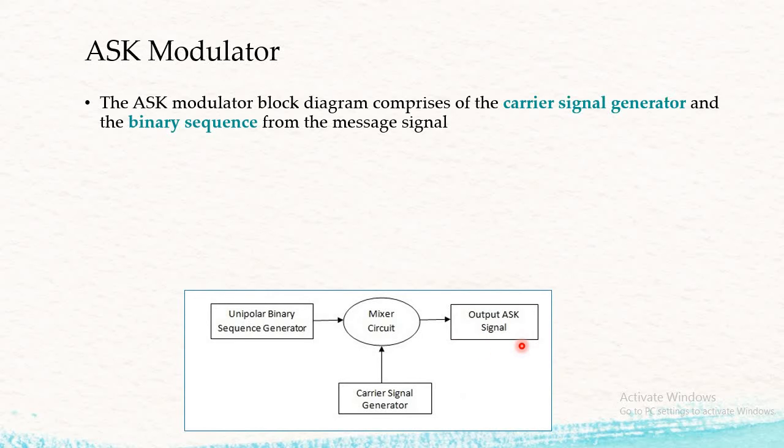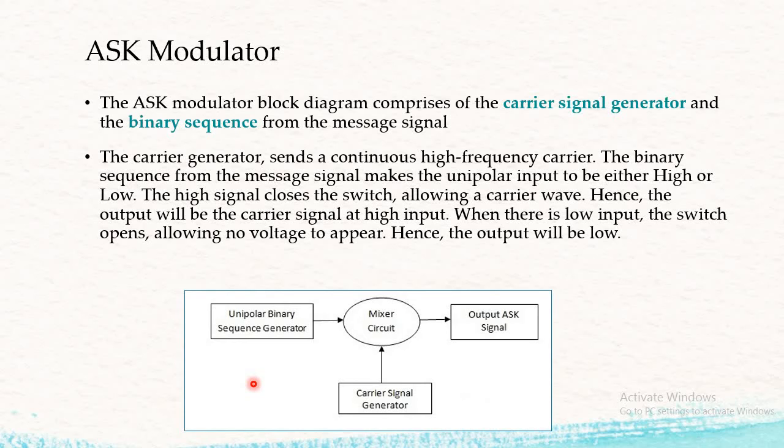So the block diagram is made up of two things. First one is your carrier signal and the binary sequence from the message signal. Now the carrier signal sends the continuous high frequency carrier, and the binary sequence from the message signal makes the unipolar input either high or low. The high signal closes the switch along the carrier, hence the output will be the carrier signal at the high input.